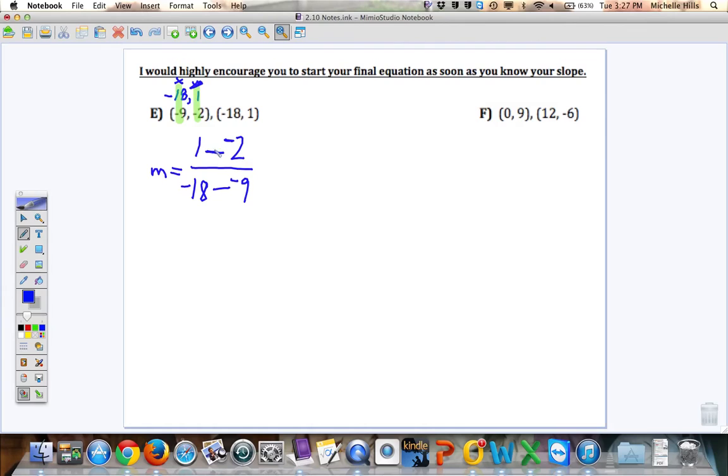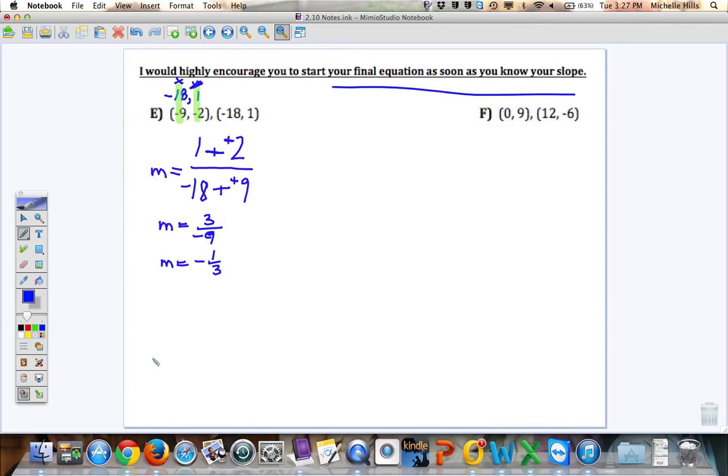At this point, minus and negative is really cumbersome and difficult to work with, so I'm going to change that to plus a positive, and this minus a negative also to plus a positive. So my slope is +3 over -9, which I can reduce, if I need to, using my calculator to -1/3. Now I know my slope.